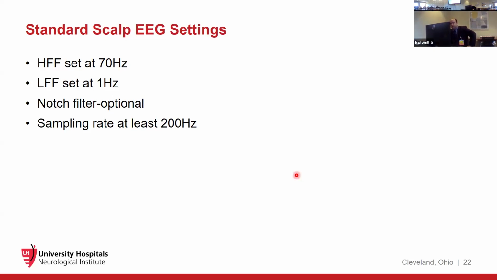To give you an example, when we record intracranial EEG, the highest frequency of interest is almost 600 hertz. So obviously the sampling rate is much higher. With intracranial EEG, the sampling rate is 2000 hertz.